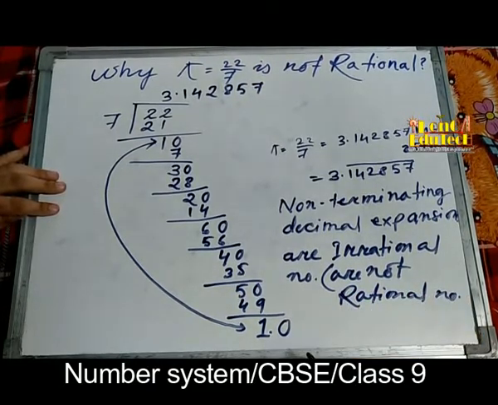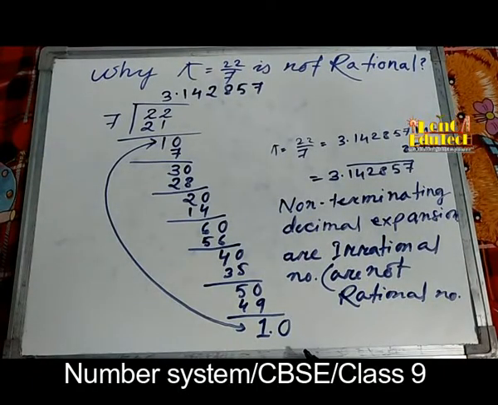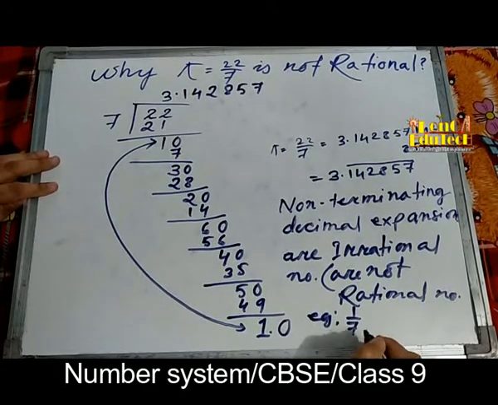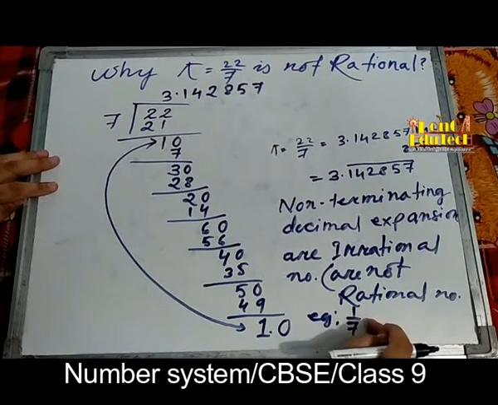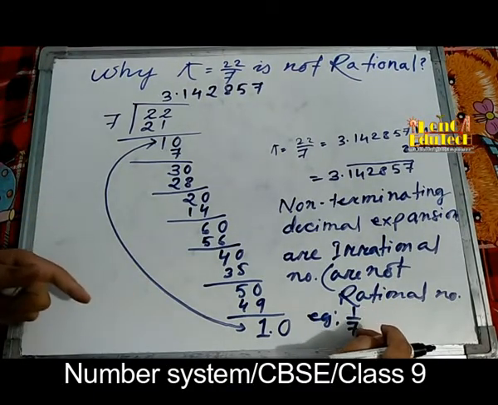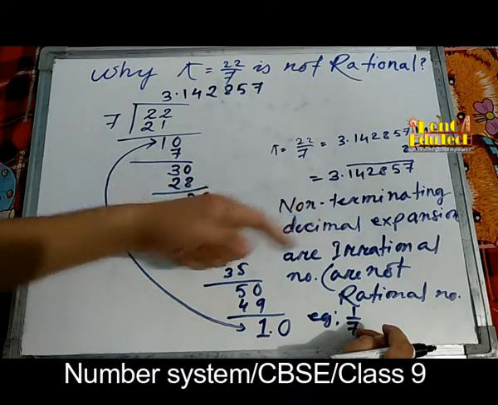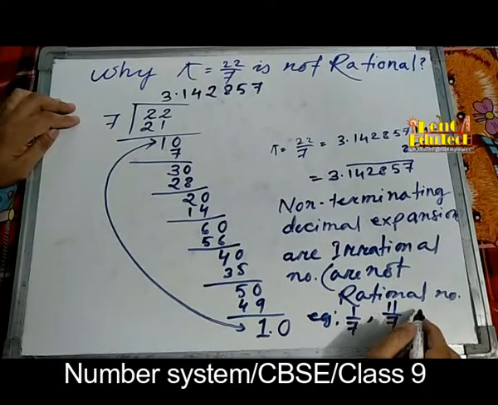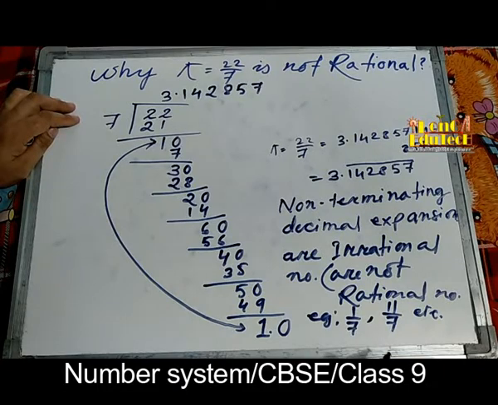Not only the value of pi, there are different numbers like this. For example, 1 by 7. Even though it is in the form of P by Q, it is not rational, because if we keep on dividing 1 by 7, we get a non-terminating decimal expansion. Like 11 by 7, etc. Many other numbers are also there. Such numbers are not rational and they come under the category of irrational numbers.